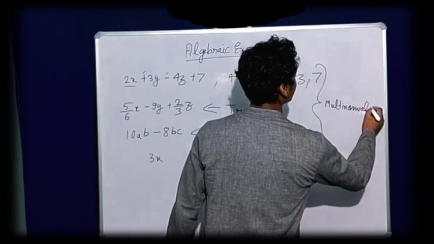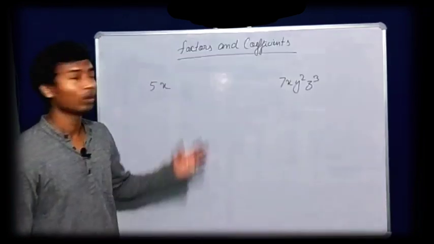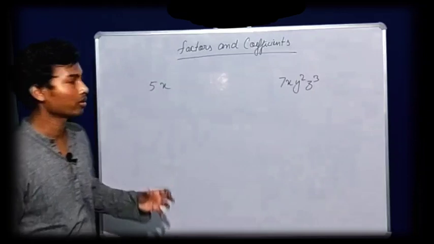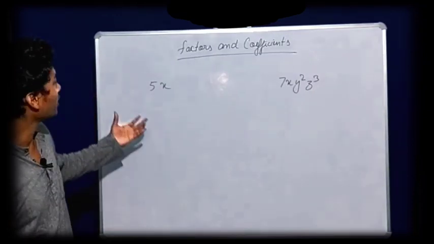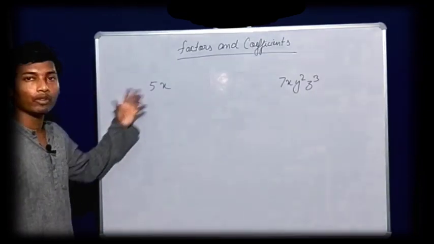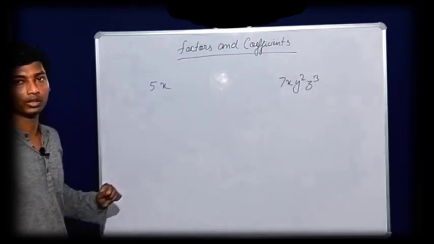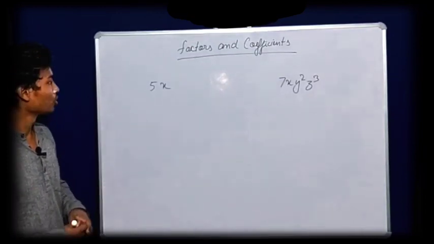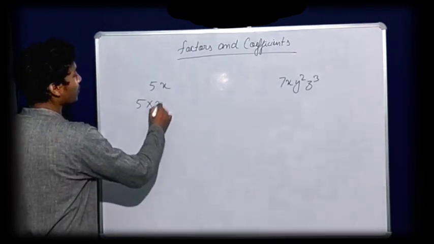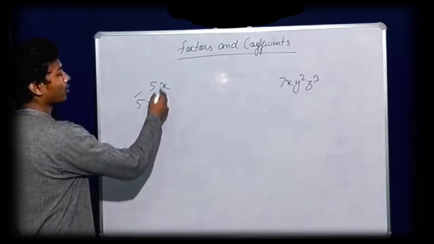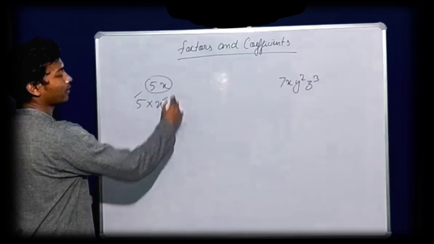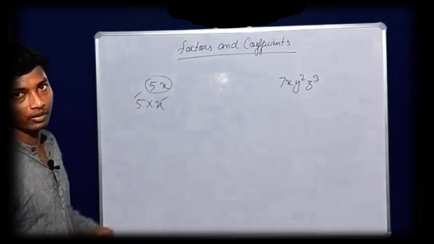Now what are factors and coefficients in a term? Now given a term, constant and variables multiplied together to form a term are the factors of the term. So here 5 multiplied by x, so 5 is a factor of the term 5x and x is a factor of the term 5x.